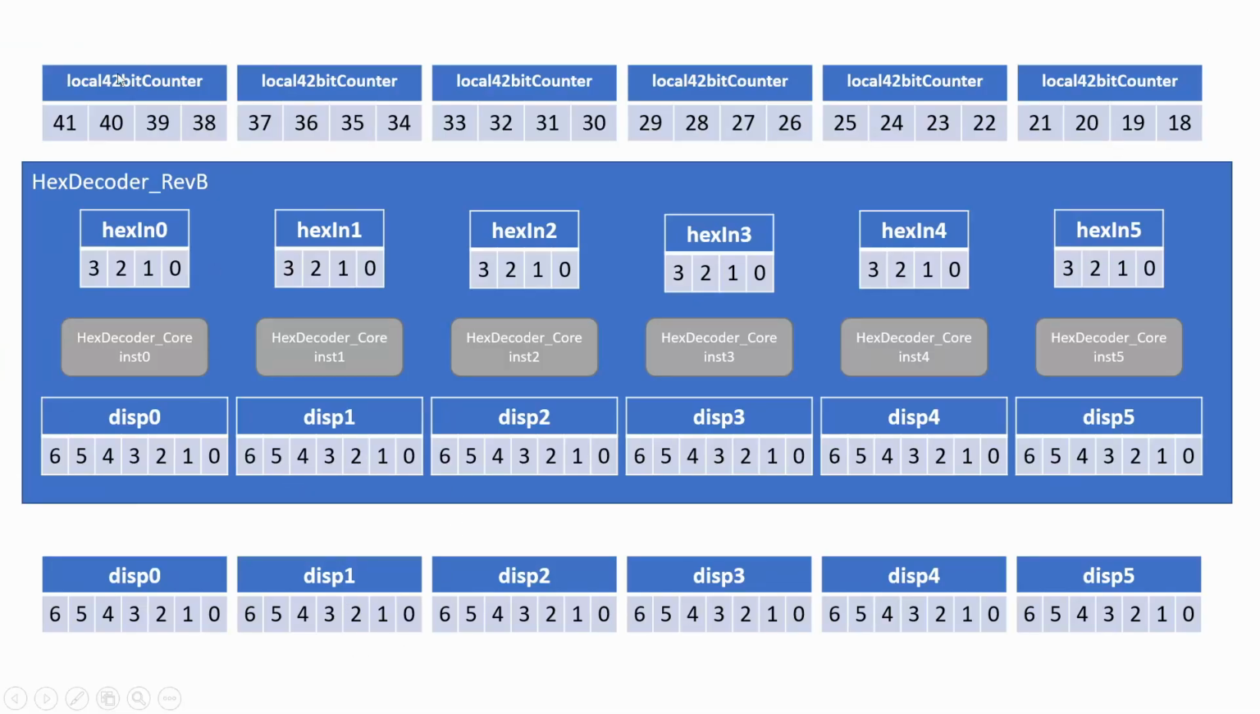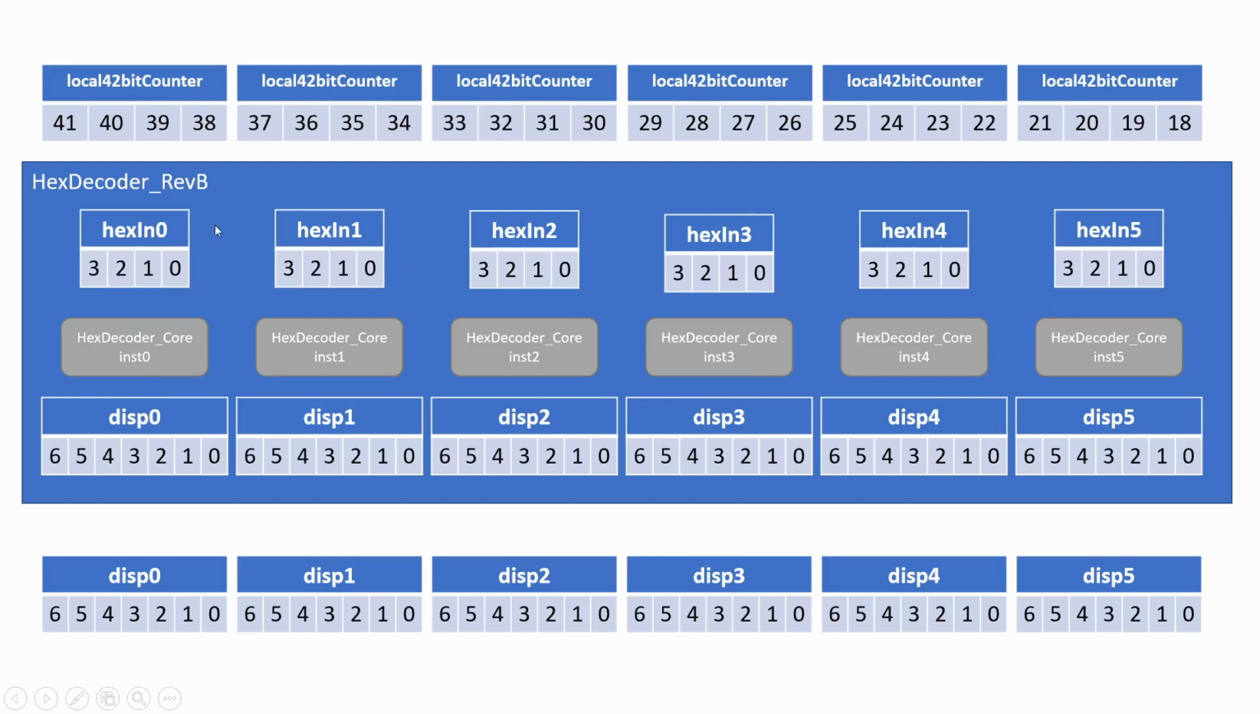Okay, so this is what we have right now. We're taking this much bigger bus, the local 42-bit counter, and we're feeding in 4 bits at a time, 6 different inputs, 1, 2, 3, 4, 5, 6. On the other end, we're getting 6 different outputs of 7 bits each. And this is what our module is doing on the inside. It's feeding 4 bits into the input named hex in 0, into the core, and that core spits out a 7-bit output here, and we just do it 6 times.